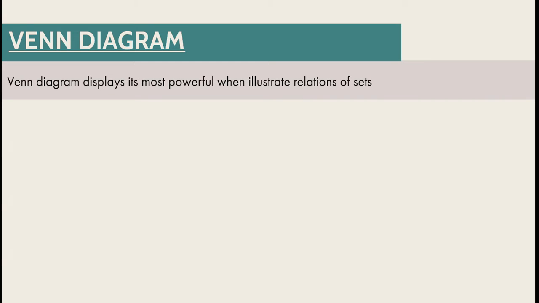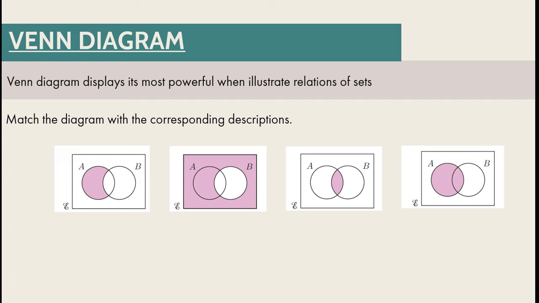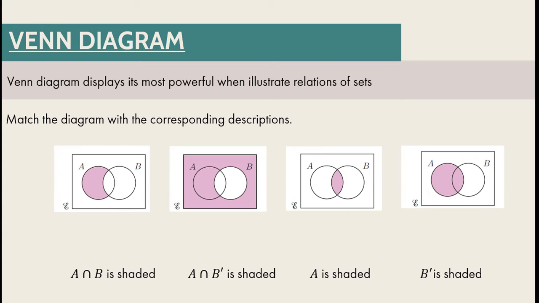A Venn diagram displays its most powerful ability when illustrating relations of sets. Now we will come to some Venn diagrams that show the relations between sets. Match the diagram with the corresponding descriptions. So what is the description for the shaded area in each Venn diagram? Here we have 4 Venn diagrams and 4 descriptions. So you need to match each Venn diagram with the corresponding description for the shaded area.